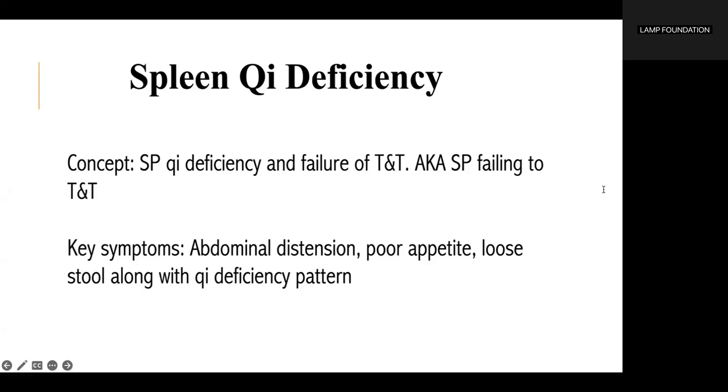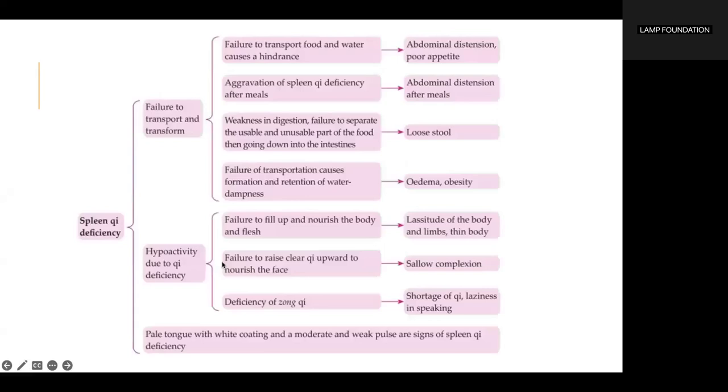This pattern is due to spleen-qi deficiency and failure of transportation and transformation. It is also called spleen failing to transform and transport. Key symptoms: abdominal distension, poor appetite, loose stool, along with the qi deficiency pattern.